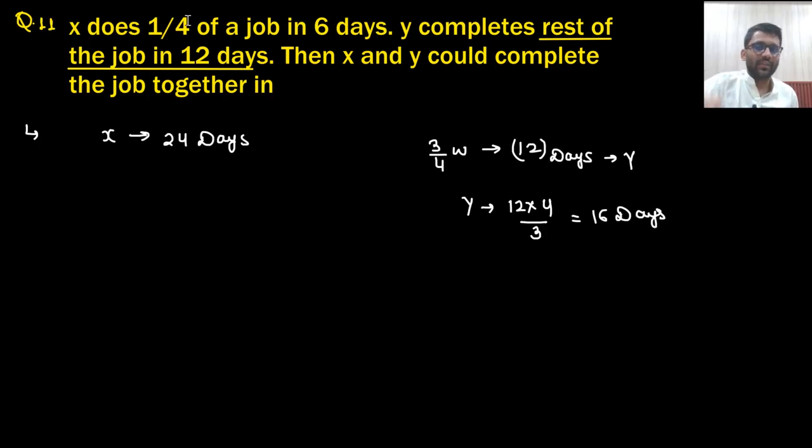Y completes the rest of the work. So 1 by 4th of the job was done, and 3 by 4th of the work is done by Y in 12 days. So Y will take 16 days to complete the work.